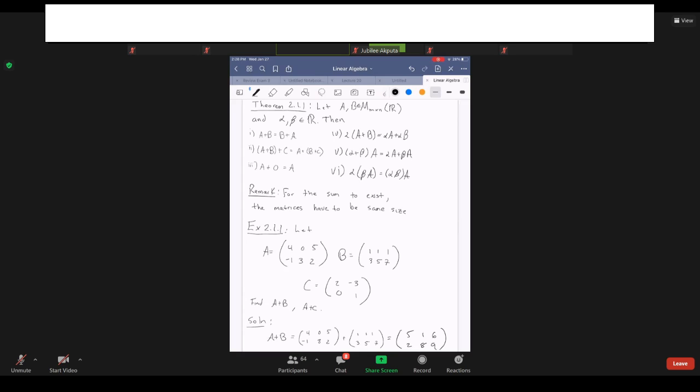All right, so now that we talked about some of the easier things, let's talk about what it means to multiply matrices and then how we can relate that to systems of equations.